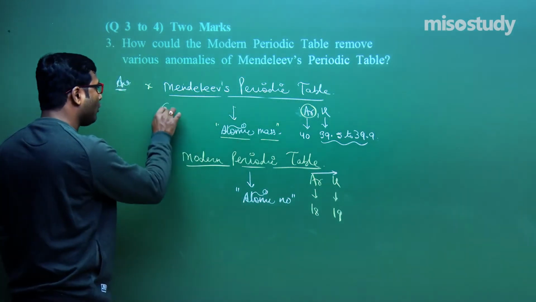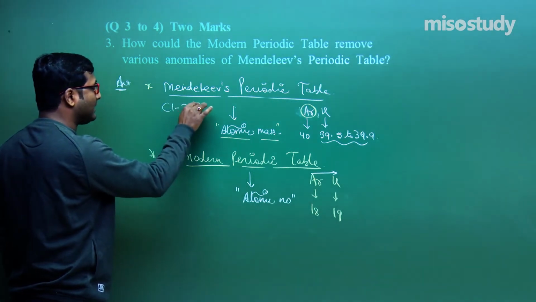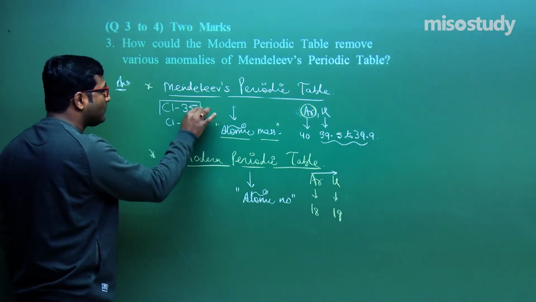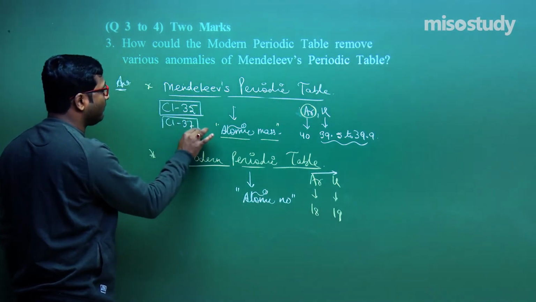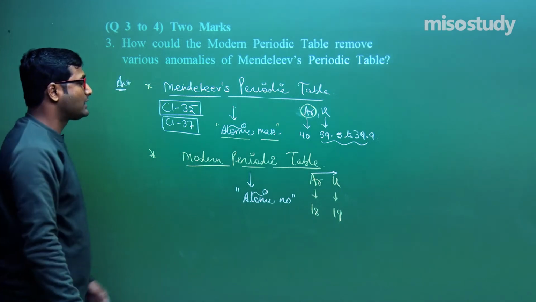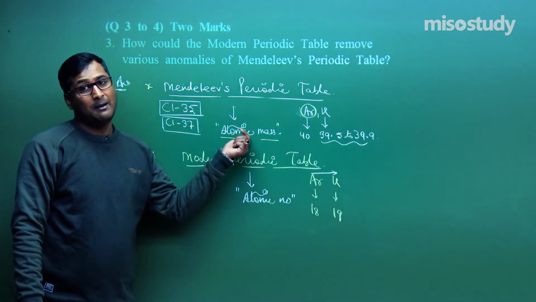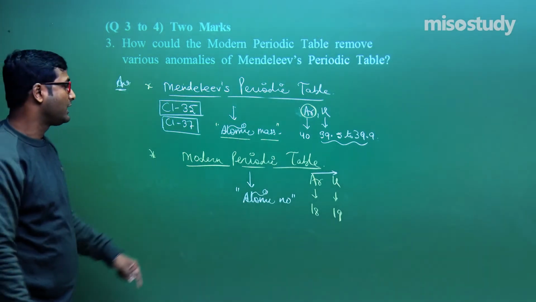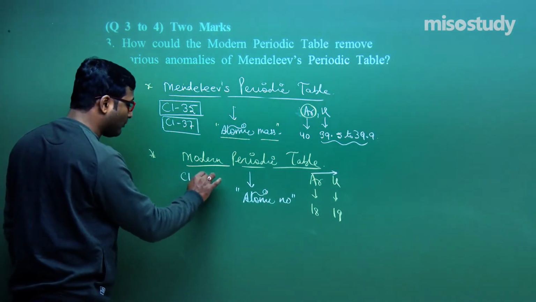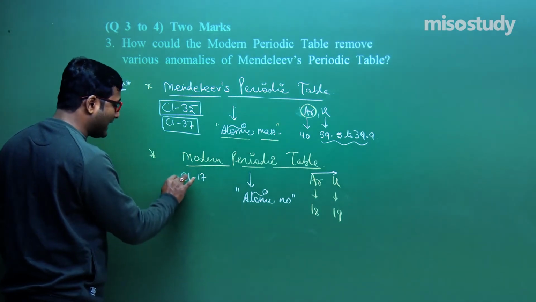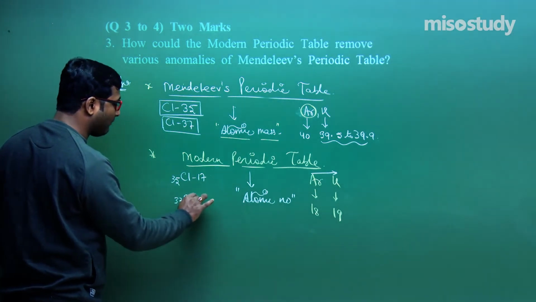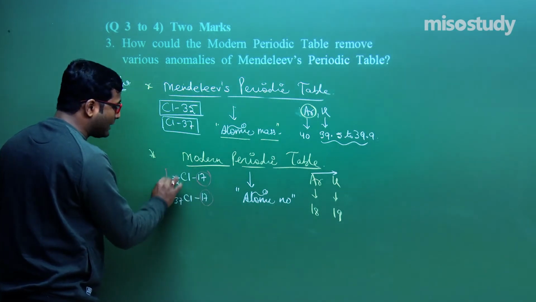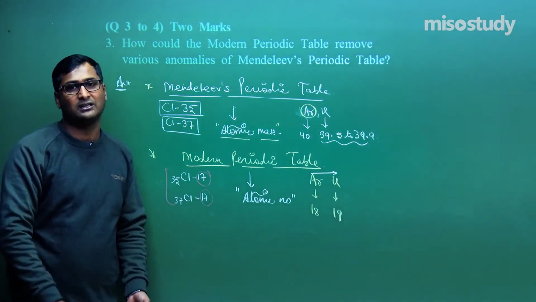Similarly, we know chlorine has 2 isotopes, Cl-35 and Cl-37. That means the same chlorine will have 2 positions in the periodic table according to the Mendeleev periodic table, because it was based on atomic mass. But this problem was also nullified by the modern periodic concept, because chlorine has atomic number 17, whether it has mass number, atomic mass 35 or 37, it does not matter. Now look at 17. So isotopes will have the same position in the periodic table.